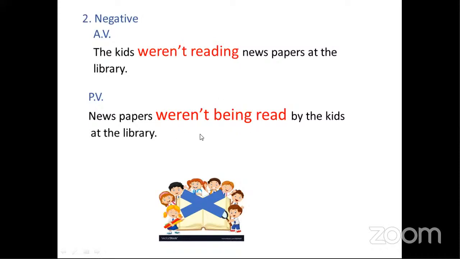Weren't, and we can't forget this being. Then the newspapers weren't being, right? How do we pronounce this word? I said it earlier: read. The past participle verb of this is that. Read by the kids at the library. So our passive voice negative sentence is: newspapers weren't being read by the kids at the library.